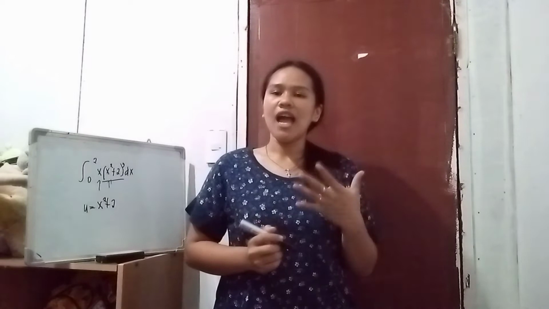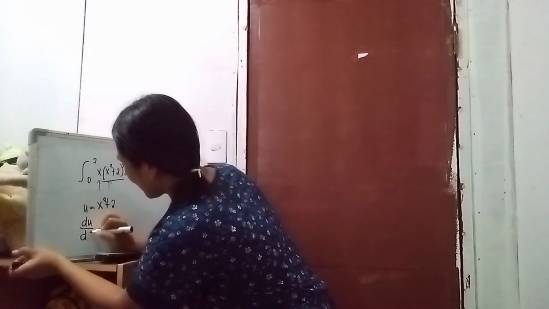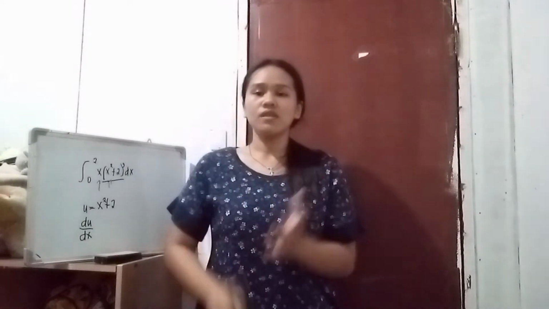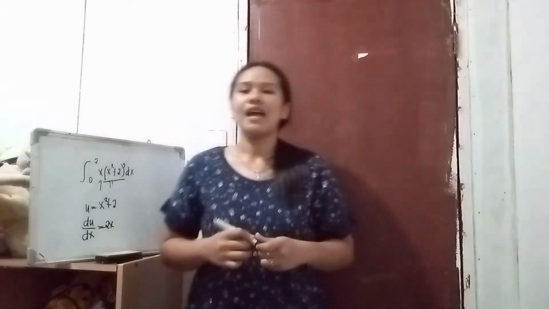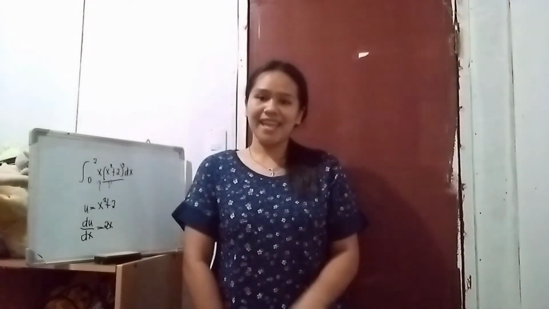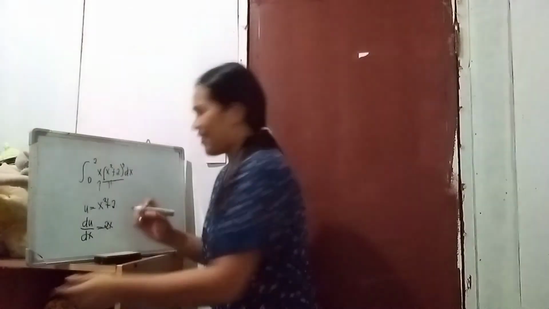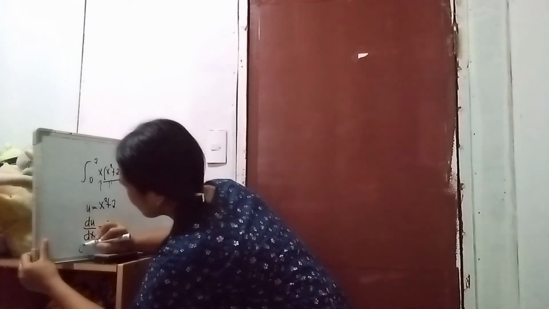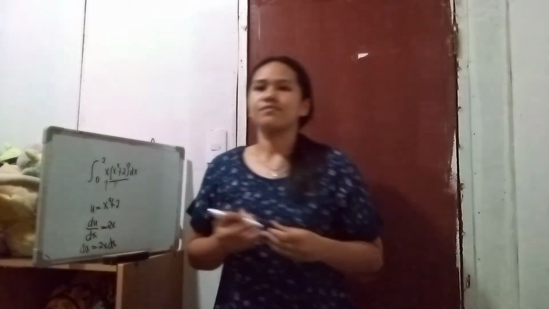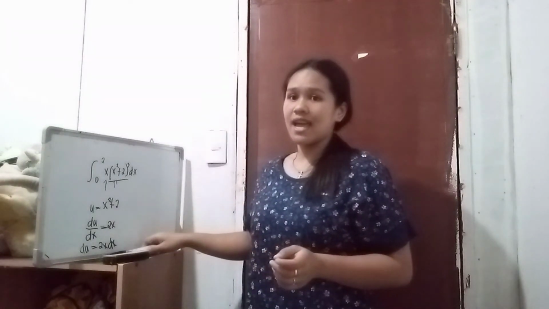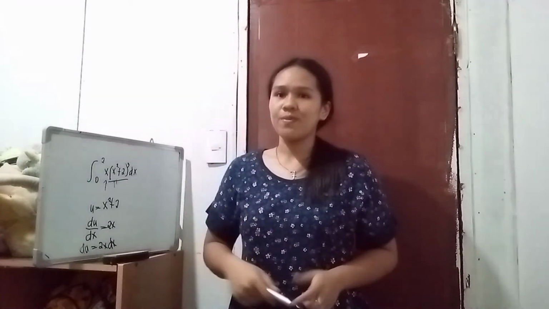When we do that, we can take the derivative: du over dx is equal to 2x. Solving for du, it's 2x dx. Now compare this to what we have in the original expression. The du is equal to 2x dx, so x dx is half of our du. So we have u cubed and half of our du.